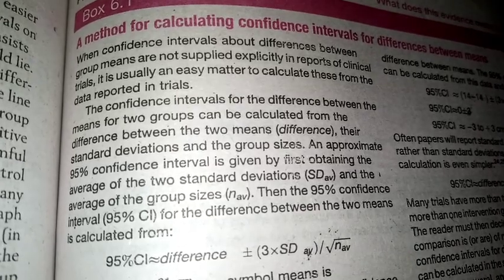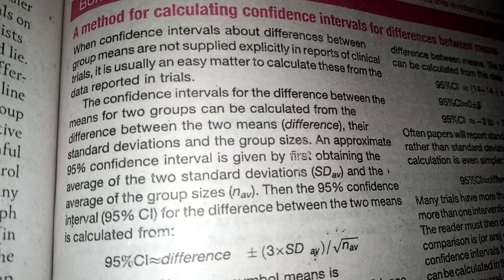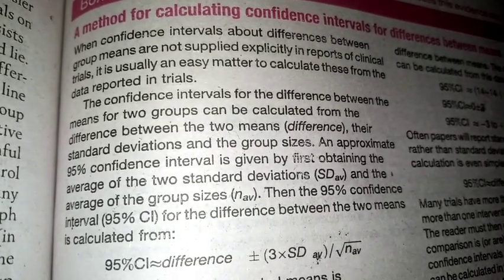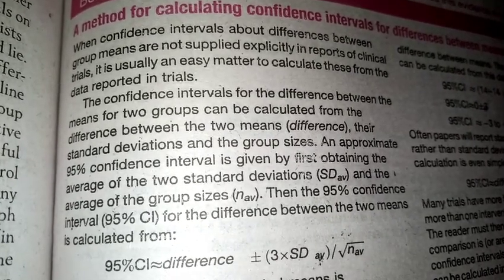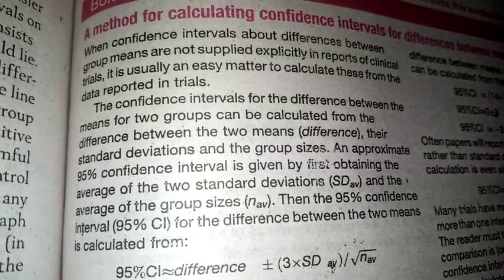When confidence intervals about the difference between the groups' means are not supplied explicitly in reports of clinical trials, it is usually an easy matter to calculate these from the data reported in the trials.